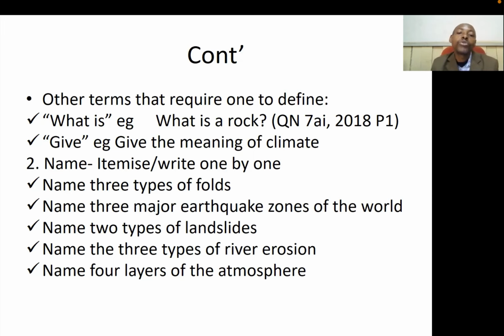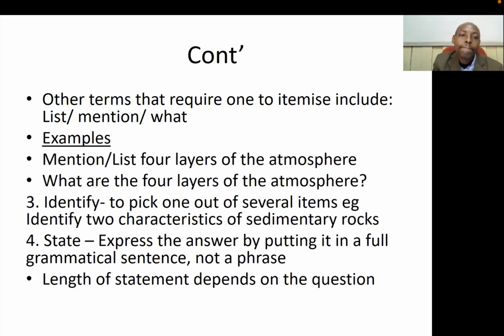clarification. Like if you are told to give types of folds, let's have simple symmetrical folds, overfolds, overthrust folds, recumbent folds. Name 3 major earthquake zones of the world. That's another example. Name 2 types of landslides. Name the 3 types of river erosion. Name 4 layers of the atmosphere. So those just require the candidates to itemize one by one without elaborating.